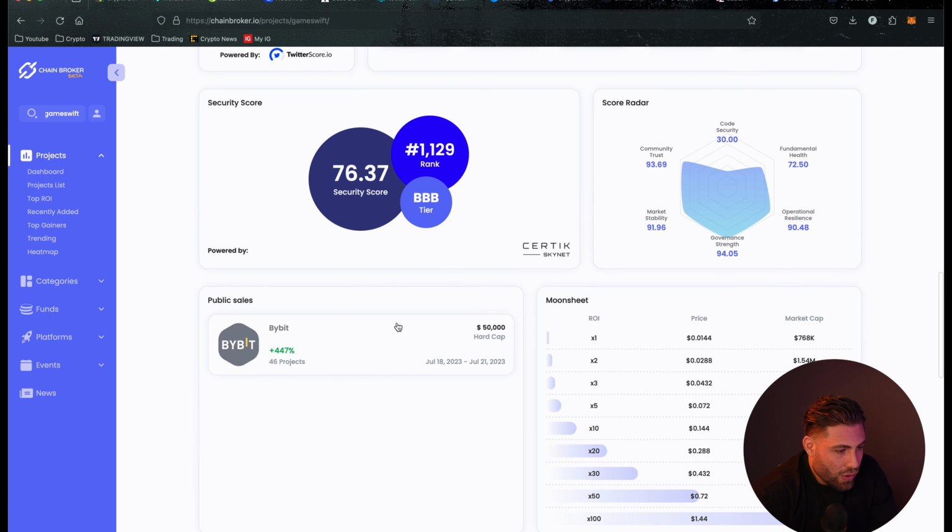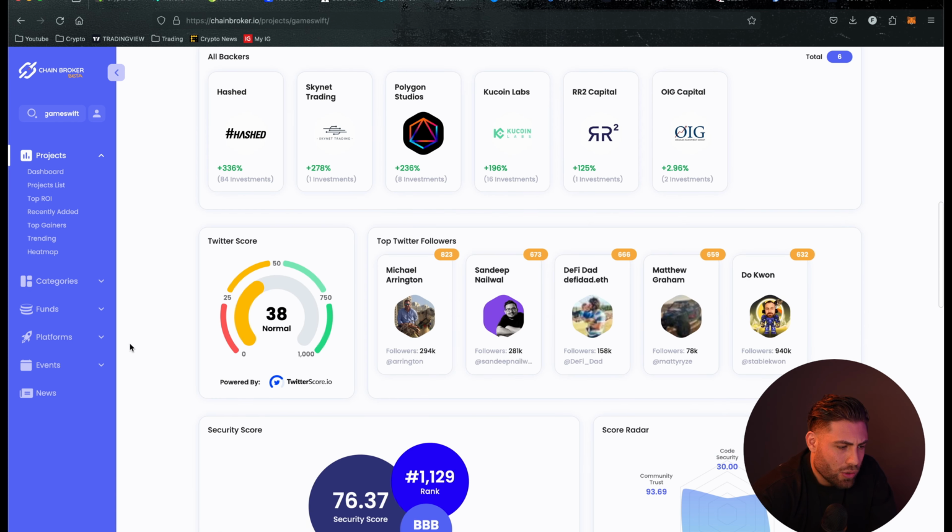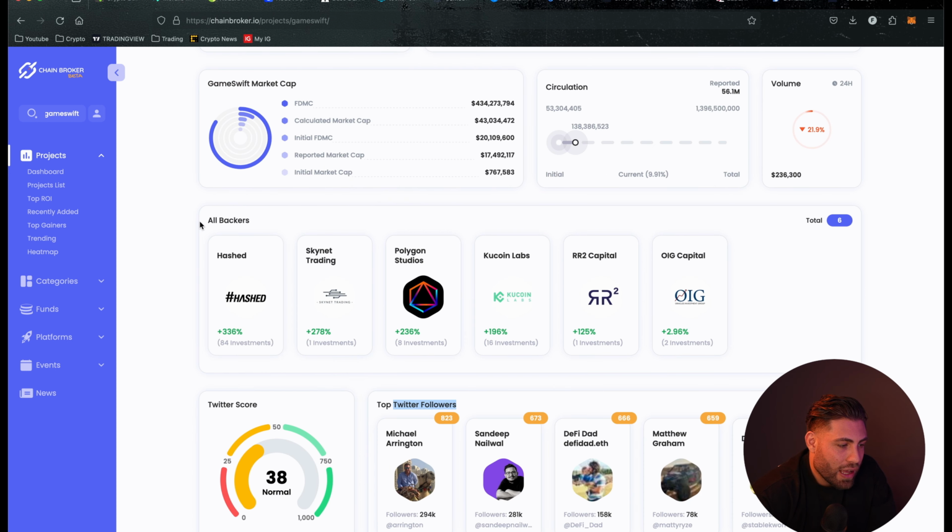The next thing you can also look at in here is Twitter score, like how active these people are. You can see the top Twitter followers. Another one you can have a look at, which is very important, is the backers. So who's actually invested in this project? If I see Coinbase Ventures, that's a big behemoth of an investor. If I see Animoca Brands in a gaming project, that's a tick for me.